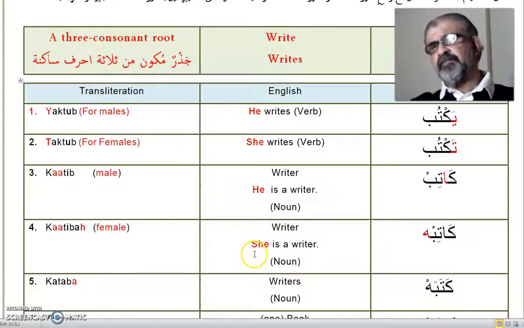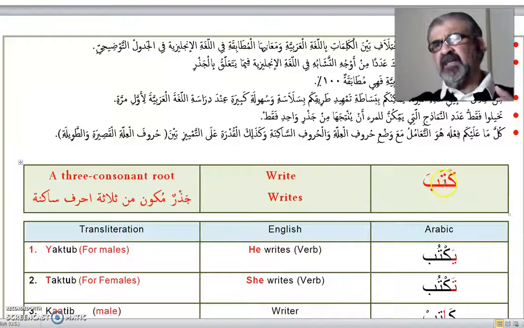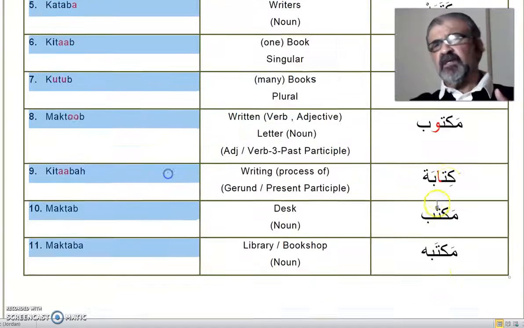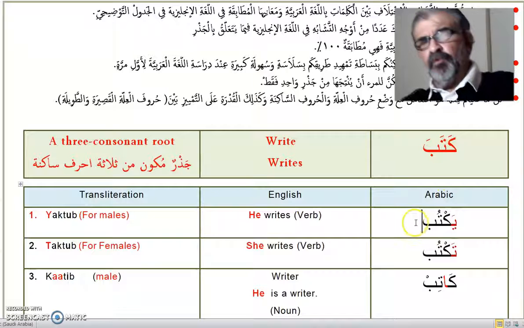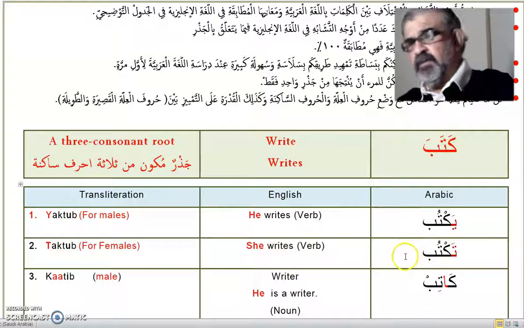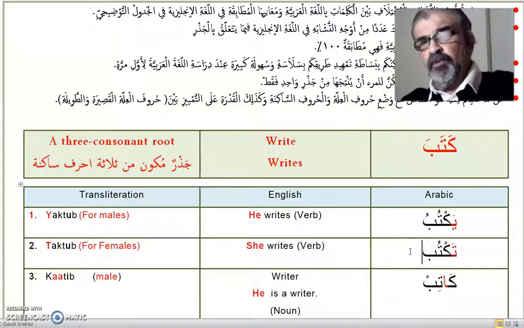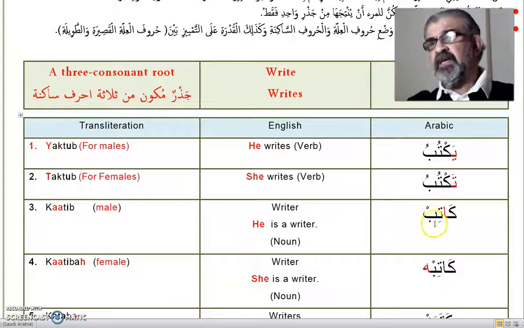So now, to sum up, in Arabic, a 3 consonant root, which is ka, ta, ba, gave me 11 different paradigms. Let's read them again together. Kataba, yaktubu, yaktubu. No, actually. Yaktubu, taktubu. Males or females?